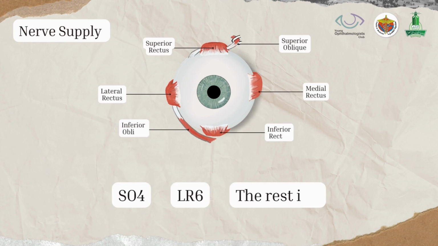The following rule can be used to memorize the nerve supply of the extraocular muscles. SO4, LR6, the rest is 3. Which means all extraocular muscles are supplied by the oculomotor nerve except the superior oblique, which is supplied by the trochlear nerve, and the lateral rectus muscle supplied by the abducens nerve.